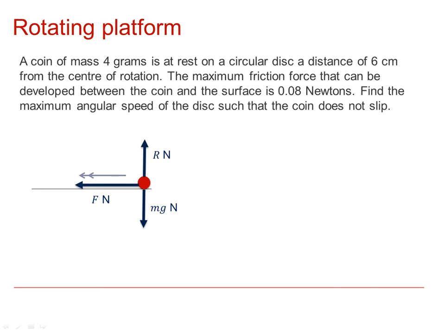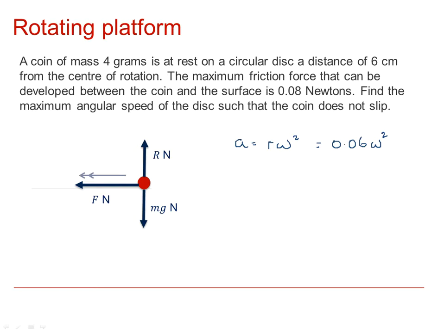So let's see if we can actually calculate that maximum angular speed for these particular conditions. The coin, mass 4 grams, on a circular disc, distance 6 centimetres from the centre of the rotation, and the maximum frictional force we're told is 0.08 newtons. So we want to find the maximum angular speed of the disc such that the coin doesn't slip. Well, we know for circular motion that the acceleration is equal to r omega squared. So we know r is 6 centimetres, so 0.06, and omega is the thing we're trying to find. So we've got 0.06 omega squared.